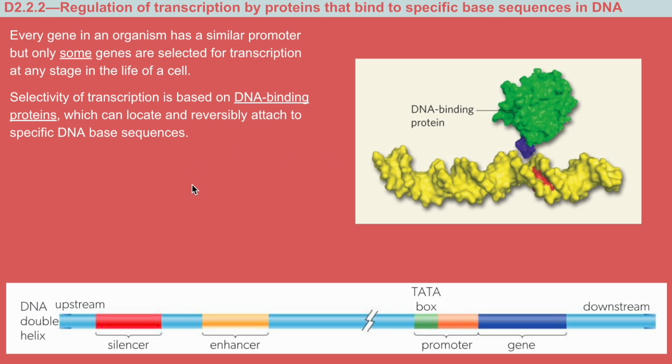Okay, every gene in an organism has a similar promoter, okay, but only some genes are going to be selected for transcription at any stage in the life of a cell. So selectivity of that transcription is based on DNA binding proteins. These can locate and reversibly attach to specific DNA base sequences.